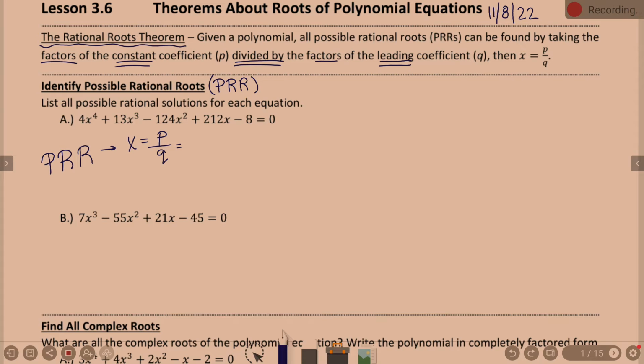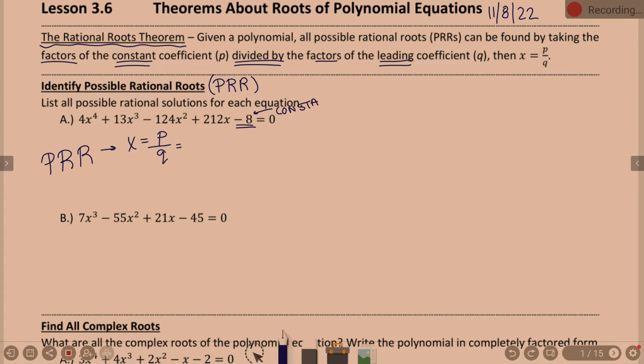Now, what did it say P was? P is going to be factors of the constant coefficient. Where is my constant in this problem? What do I mean by the word constant? Negative 8. Why is negative 8 the constant? Because it doesn't have an x. We're looking for that term that, if written in standard form, does not have an x. So this is my constant.